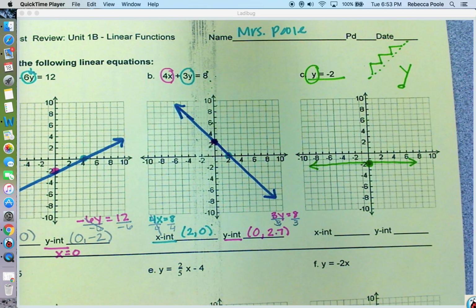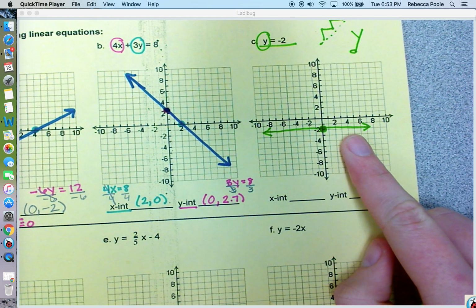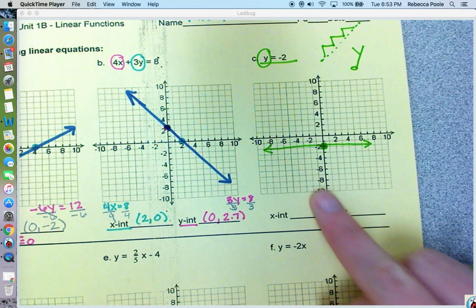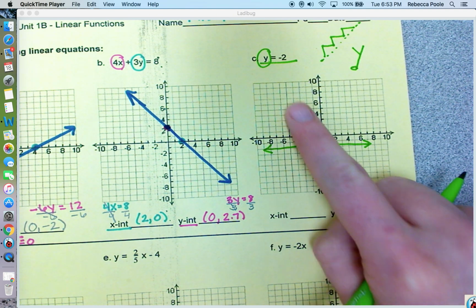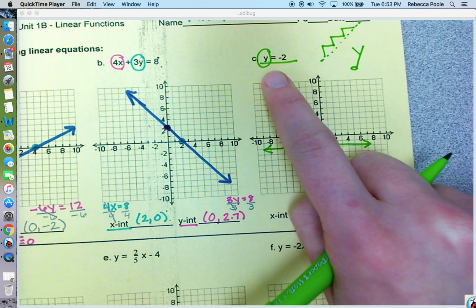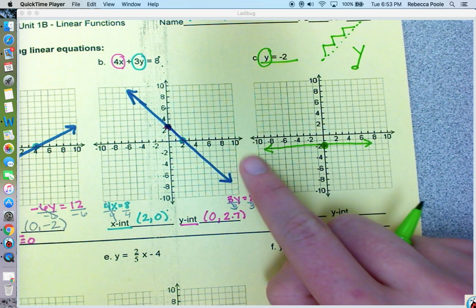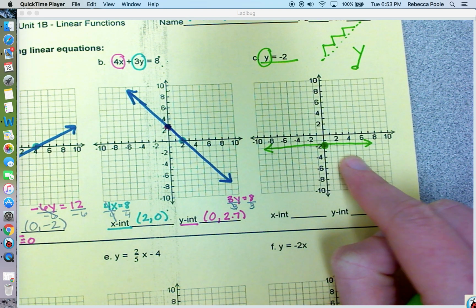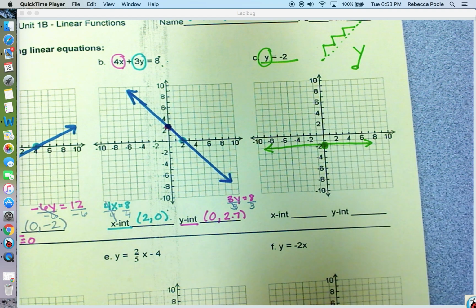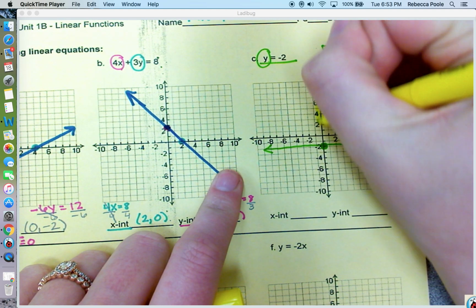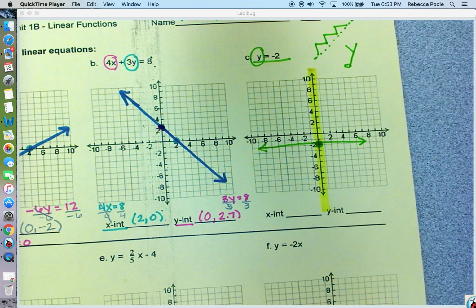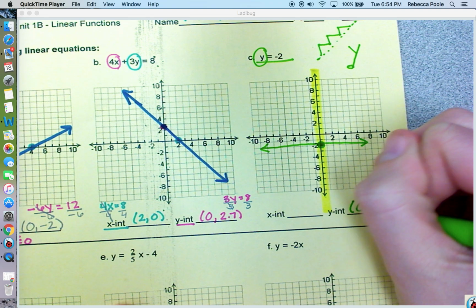Okay? So I want you guys to look at this green line because we're not going to find our intercepts first. It's easier to graph the y equals a number or x equals a number ones first. So once I graphed this, is there a y-intercept? So let me grab a highlighter. Does this touch the y-axis? Yes. At what point? 0, -2.